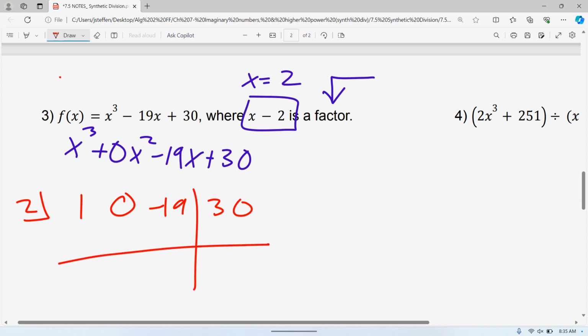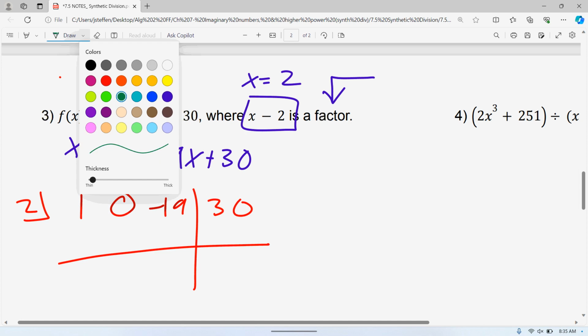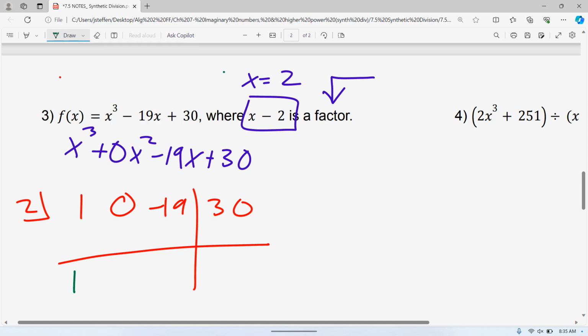Once you do have it set up, it's the same as every other division. Drop the 1 straight down. 2 times 1 is 2. 2 plus 2 is 4. Negative 19 plus 4 is negative 15. 2 times negative 15 is negative 30. That does give you 0, which again makes sense because it is a factor.